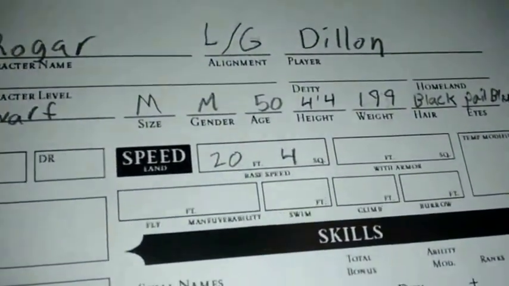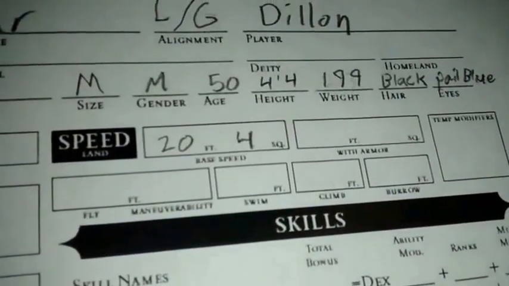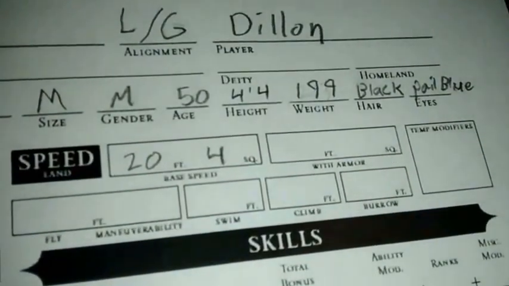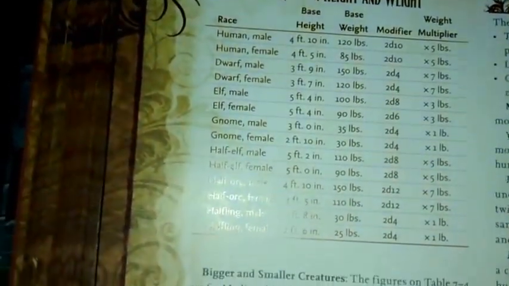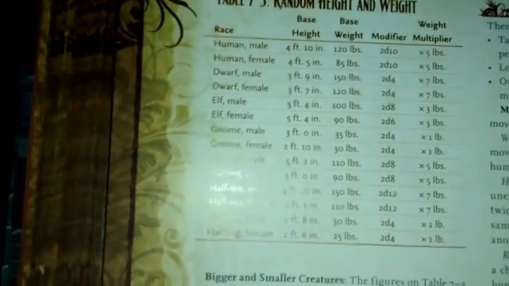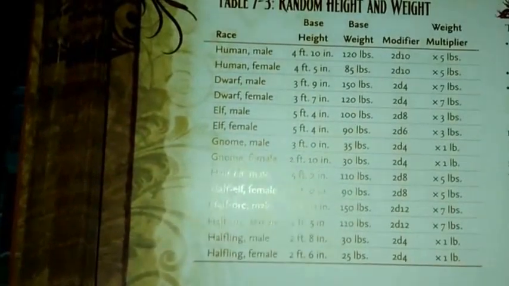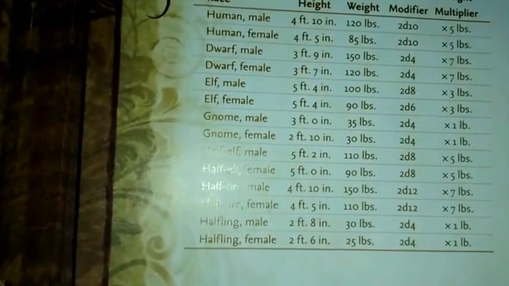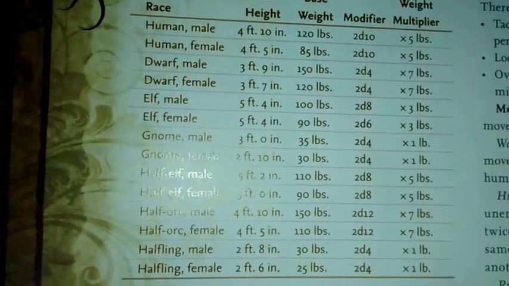Now for height and weight, this will also be on the race page if you're online, or you'll have to find the height and weight chart in the rulebook. But those also have their own different kinds of restrictions. They have both male and female in this one. My character is a dwarf male, so I'd find dwarf male over in this chart. Dwarf male's base height, so the shortest dwarves can be, is 3 foot 9 inches. And he weighs 150 pounds as well.